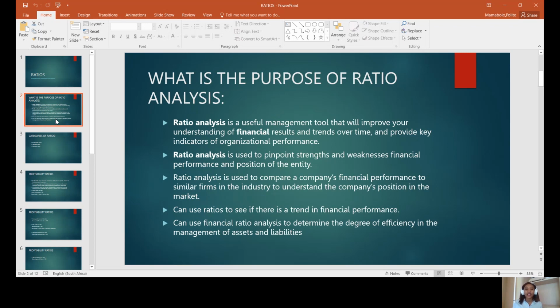Are we making money? It's one thing to see numbers, but are we really making money? Are we really profitable as compared to other entities of similar industries, or as compared to last year and the previous year? What is the trend here? Where can we improve? Are we doing well? This is what ratio analysis is about.